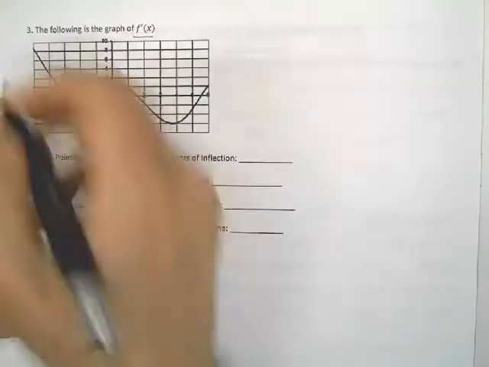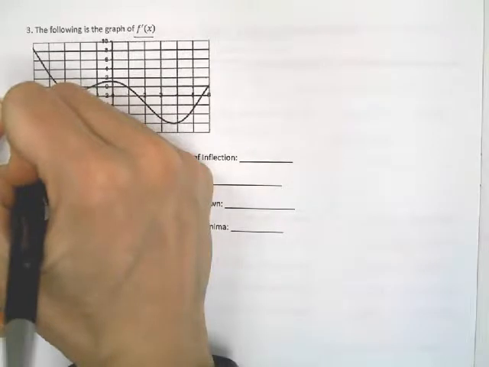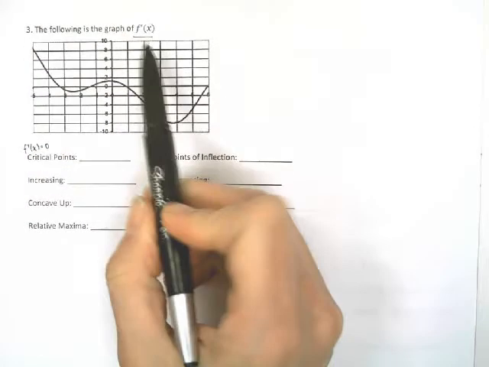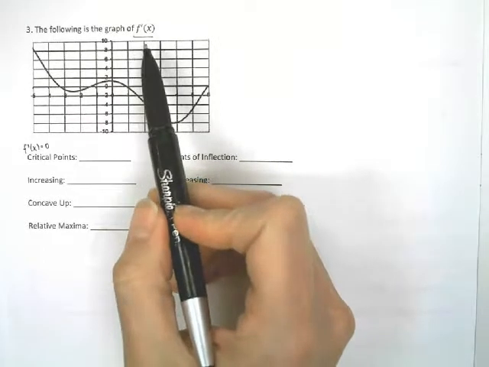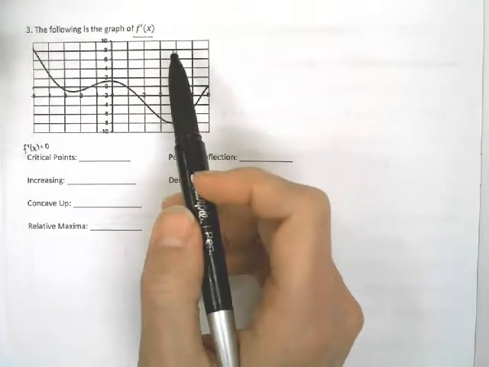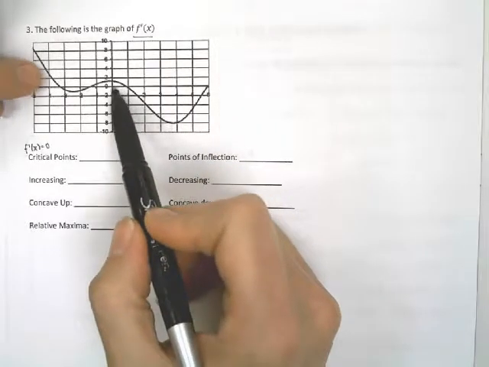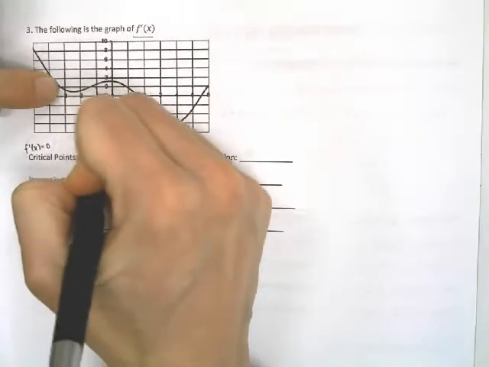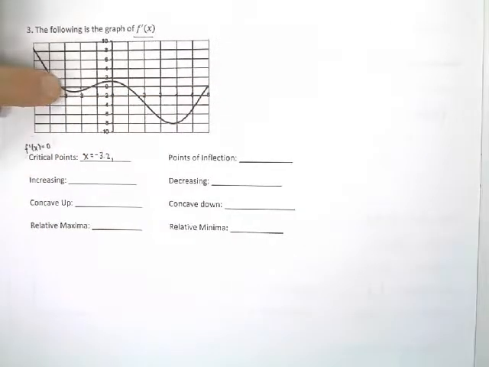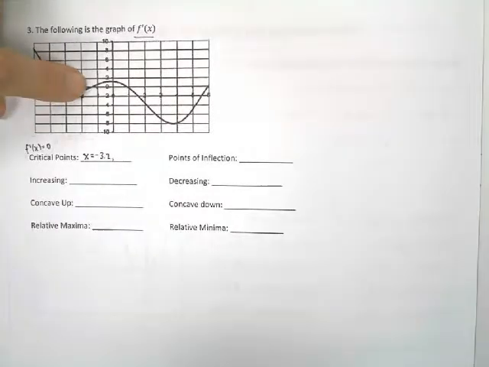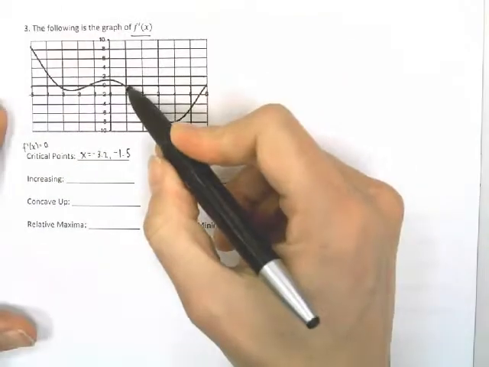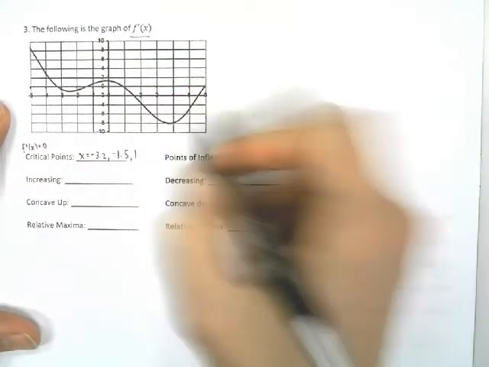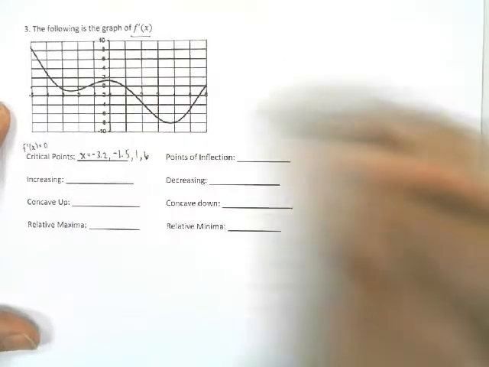So now, critical points, again, same idea. It's wherever f prime of x is equal to 0. Since I'm given the graph of f prime, I'm literally just looking for the zeros of this function. Now, these are not exact, so we're going to do our best to estimate. So it looks like maybe negative 3.2, and it looks like maybe negative 1.5. I have another 0 at 1, and then it looks like here it's equal to 0 at 6.